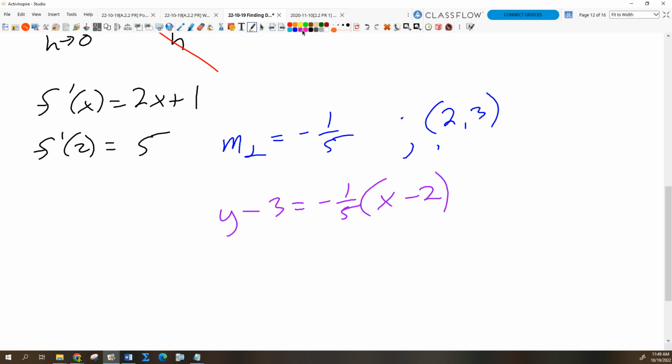And if they want it in slope-intercept form, just distribute the negative 1/5 and add 3 to both sides. Okay? All right, give me 1 to 5 on that. Is it getting better? Okay, good, good.